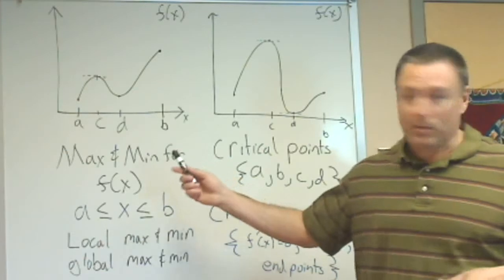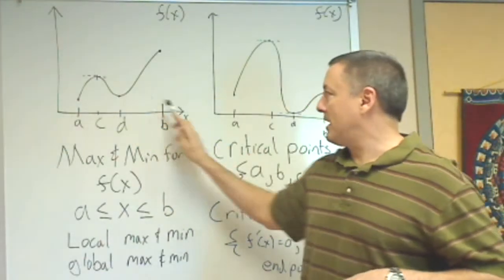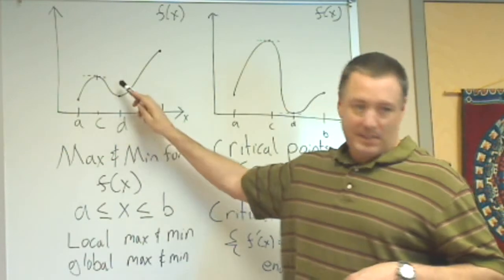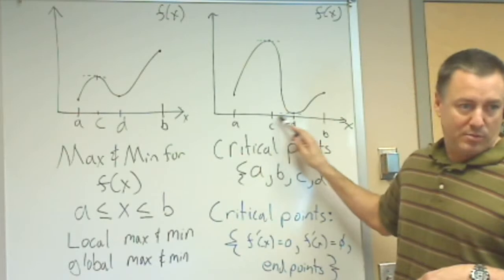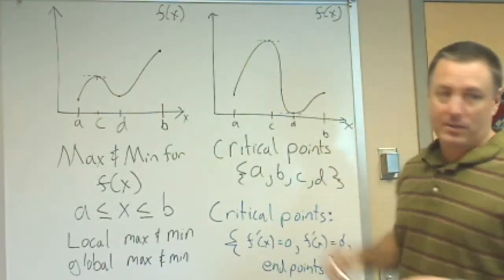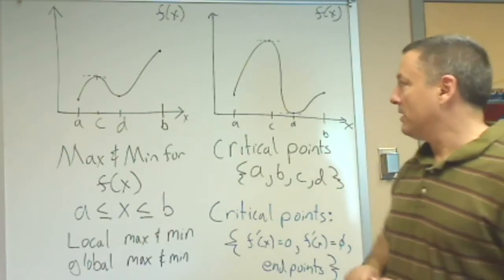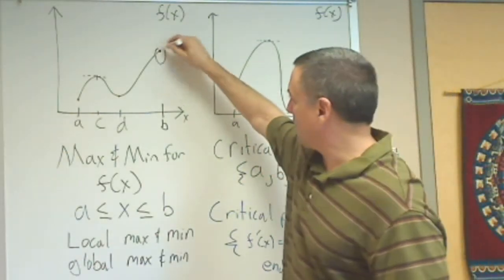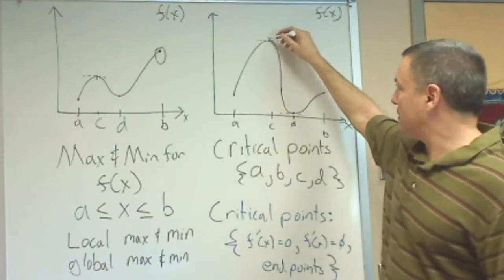So that's our set of critical points. Now notice that for both of these graphs, we have the same 4 critical points. The endpoints A and B, and the points C and D where the derivative is 0. Similarly here, the endpoints A and B, and the points C and D where the derivative of the function is 0. So they have the same set of critical points, but a different result. In this case, the absolute maximum occurred here at B. Over here, our absolute maximum occurred here at C.